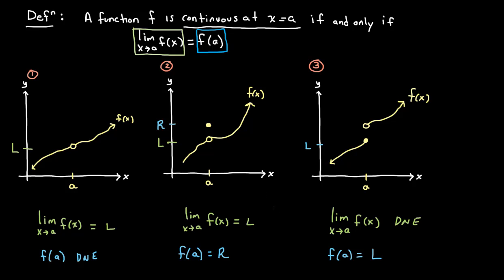The one that's closest, I guess, to being continuous would be number 2, but it's not. What we would need to happen is we need to erase this point and then plug in the hole. Now, that would come down here, and then this would be L, and this would be L, and then it would be continuous at x equals a.